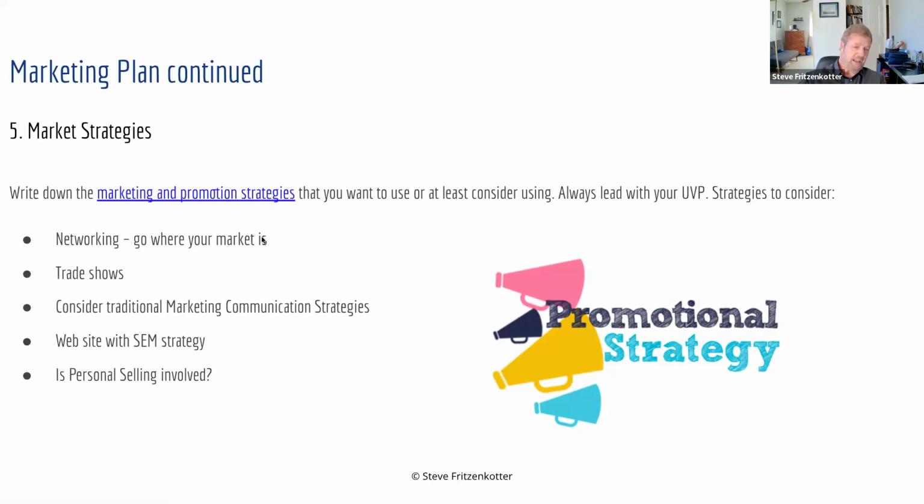And sometimes we use networking. If you're a small business, you go to networks, you try to get your product or service known. Larger businesses may go to trade shows, can be pretty expensive, but it is an effective way of promoting your brand. There's traditional marketing communication strategies. We're going to set up the difference between search engine marketing and digital marketing versus traditional marketing. So we're going to be going over the differences there.